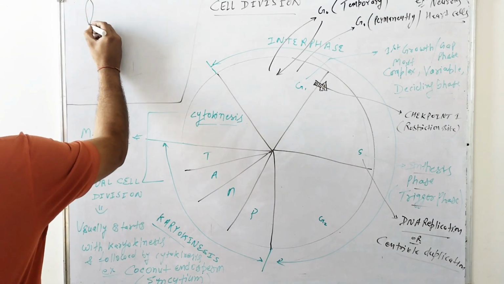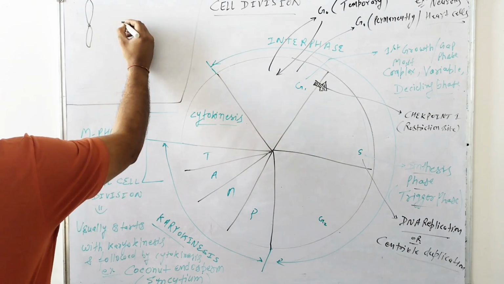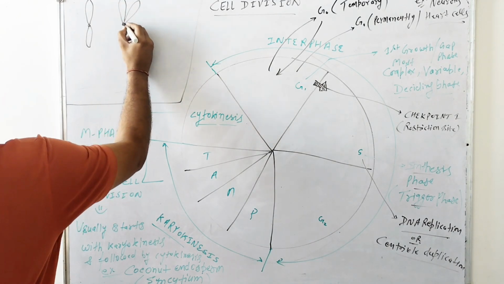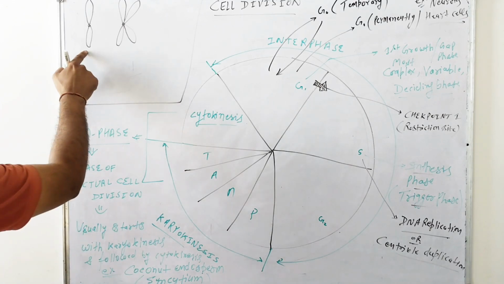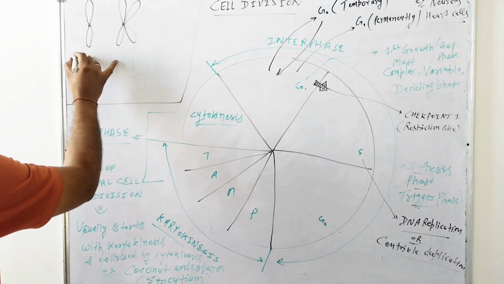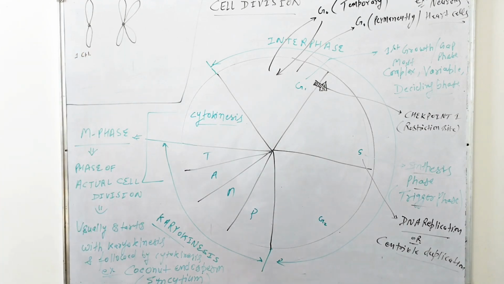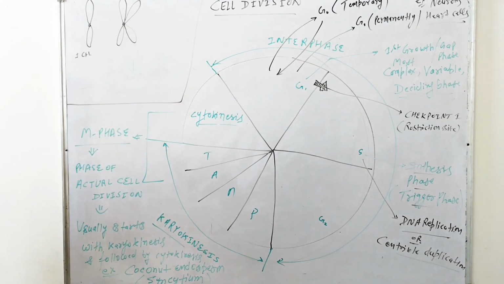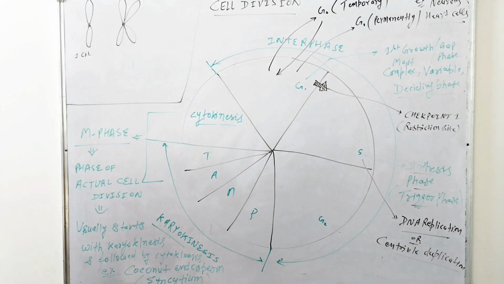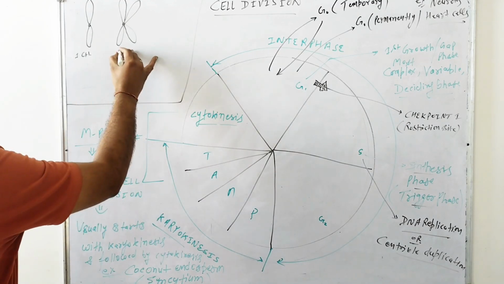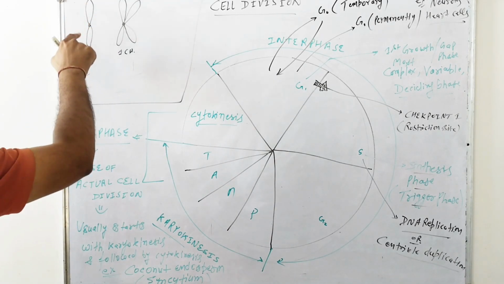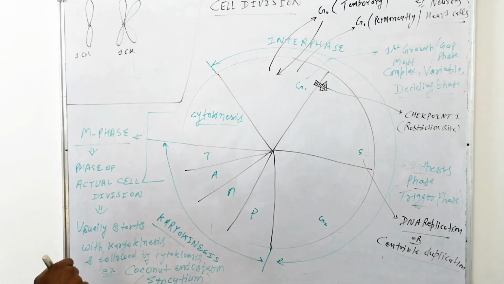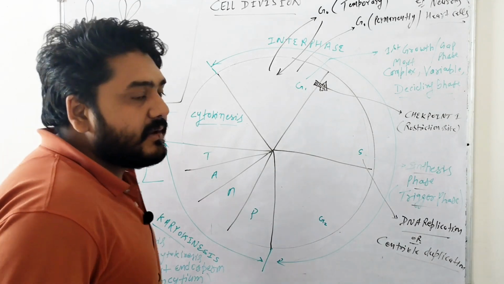Students, focus here. For example, let's say this is a chromosome, and this is also a chromosome. If I ask how many chromosomes are here, you will say one. And if I ask how many here, you will say two chromosomes, but that is wrong. Here is also one chromosome. Then what is the difference? Here is one chromosome with one chromatid, and here is one chromosome with two chromatids.